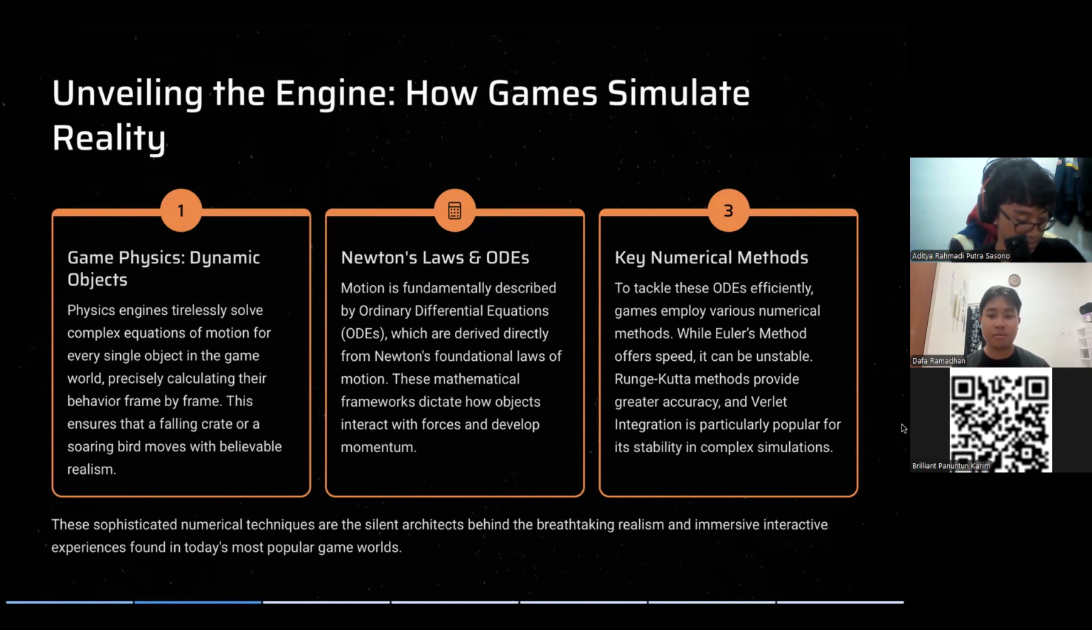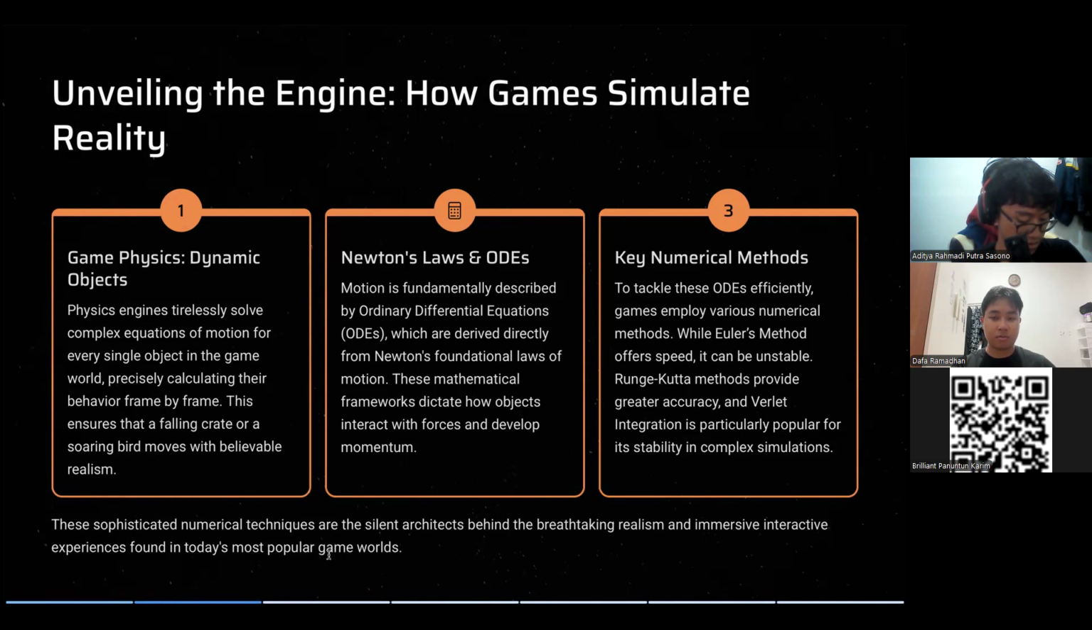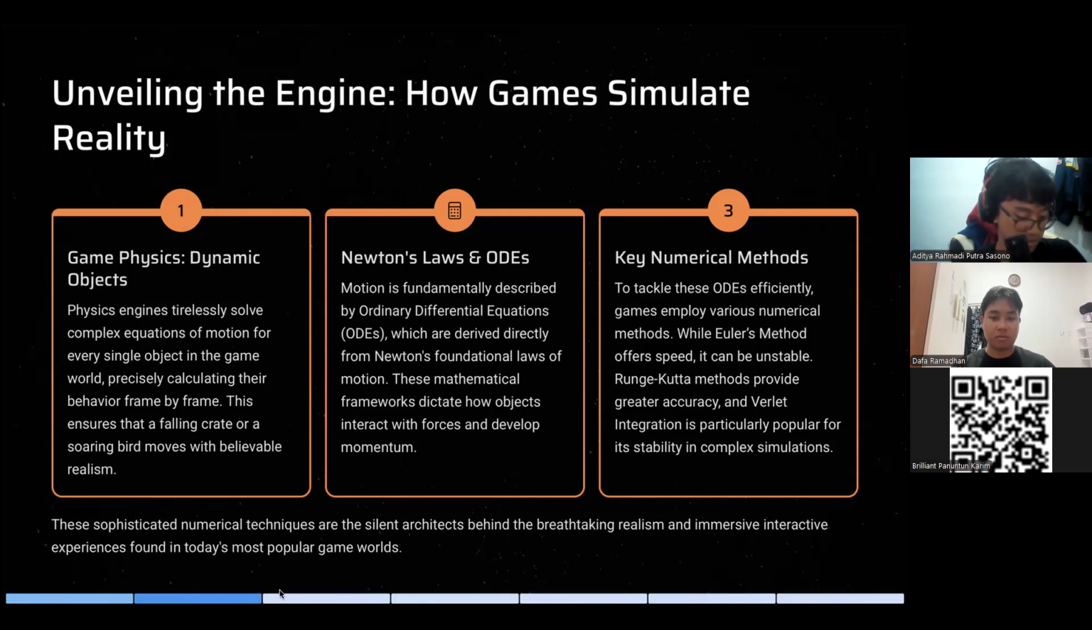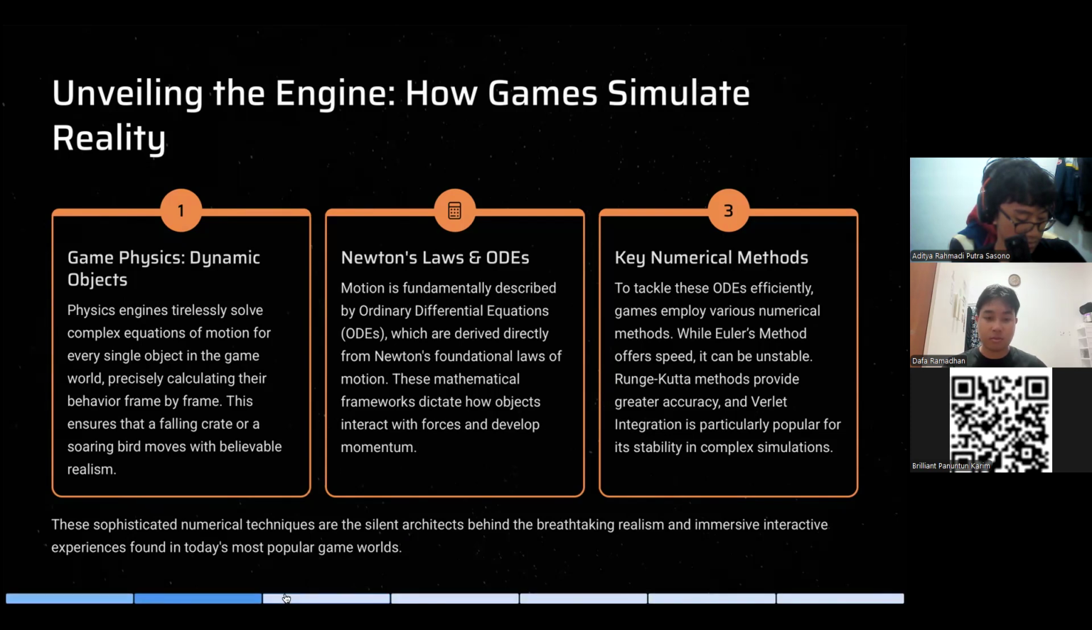And the third one is the key numerical methods. To tackle these ODEs efficiently, games employ various numerical methods. While the Euler method offers speed, it can be unstable. The Runge-Kutta method provides greater accuracy, and Verlet integration is particularly popular for its stability in complex simulations. These sophisticated numerical techniques are the silent architects behind the breathtaking realism and immersive interactive experiences found in today's most popular game worlds.